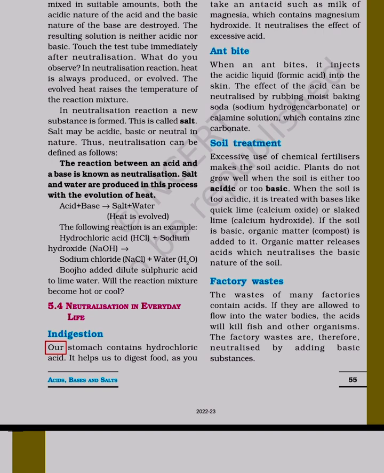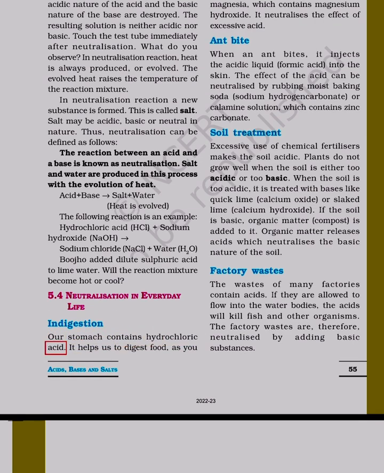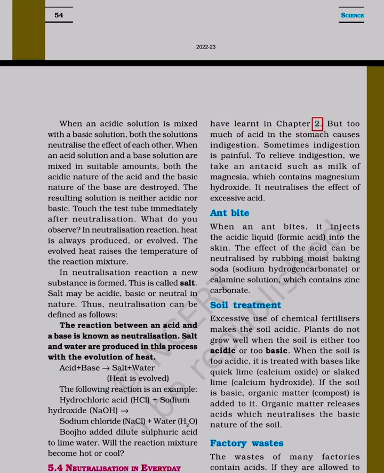Indigestion. Our stomach contains hydrochloric acid. It helps us to digest food, as you have learnt in chapter 2, but too much of acid in the stomach causes indigestion. Sometimes indigestion is painful. To relieve indigestion, we take an antacid such as milk of magnesia, which contains magnesium hydroxide. It neutralizes the effect of excessive acid.